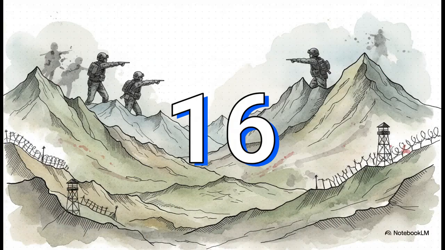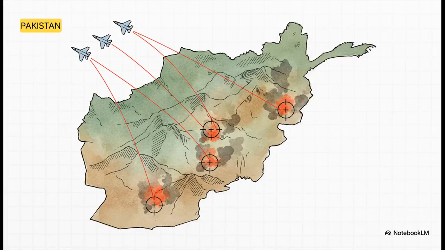Okay, so the immediate trigger was this. On December 21st, militants from the Pakistani Taliban, the TTP, stormed out of their bases in Afghanistan and launched this incredibly deadly assault, killing 16 Pakistani soldiers. Well, 4 days later, Pakistan hit back, and they hit back hard. On Christmas Day, of all days, the Pakistan Air Force flew across the border and conducted what it called precision airstrikes, hitting TTP commanders and media centers.